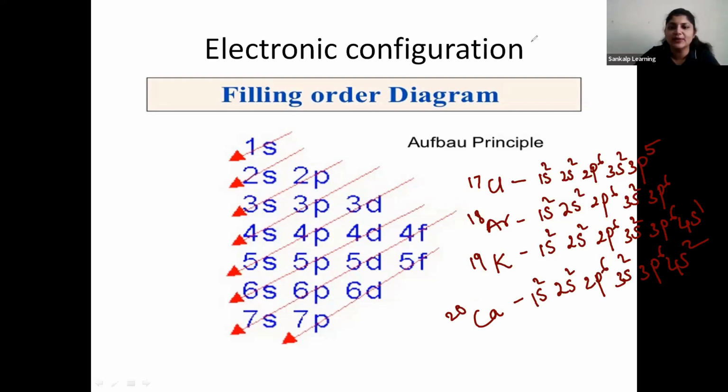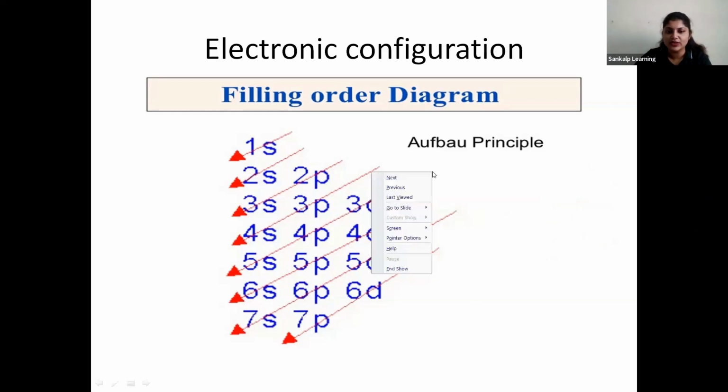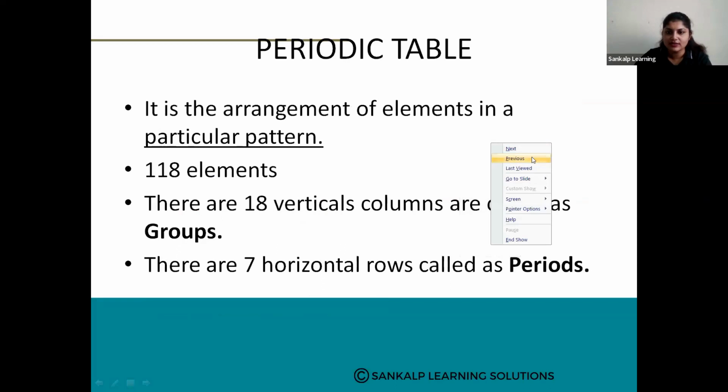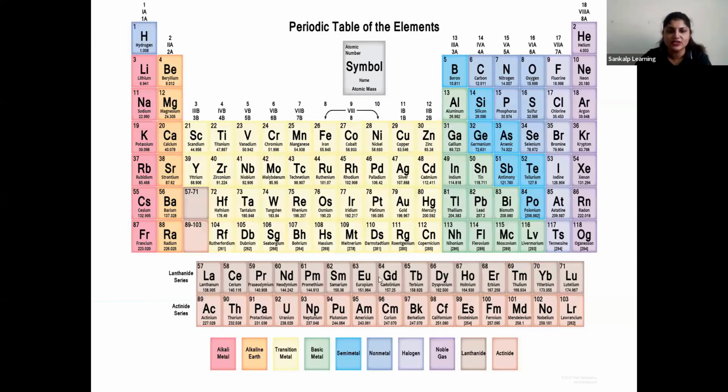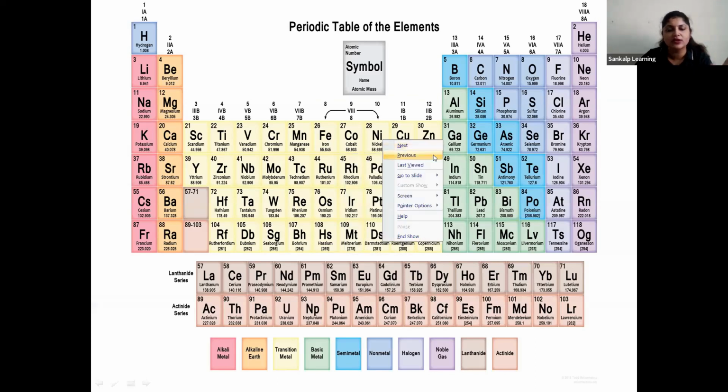The first 20 elements, you need to know the electronic configuration. This is called the Aufbau principle. If you have any doubts, you can ask. I've completed my session. If you have any doubts regarding the periodic table, or the previous topic, you can just ask.